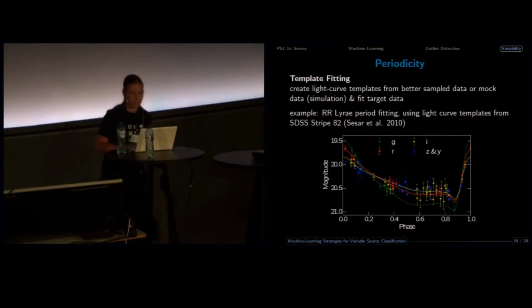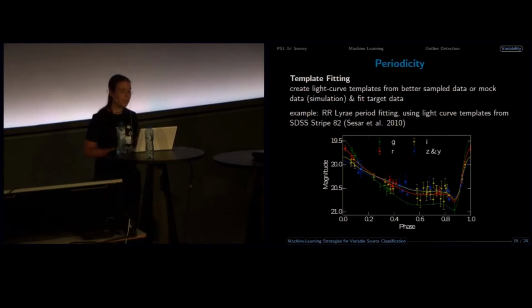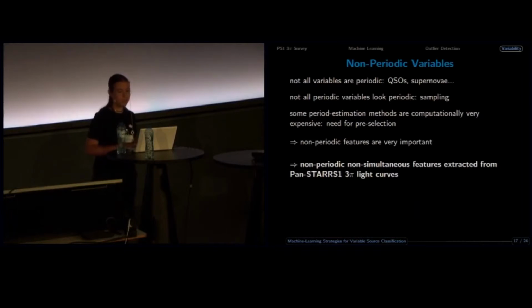For our non-periodic variables, and also to make some kind of baseline for how to classify and describe varying sources, we have to start with something different. We also need this for pre-selection, because period finding is computationally very expensive. So we should only apply it to sources that look like they may have a period. So we started with non-periodic feature extraction, which is also done with methods we developed especially for this case, because everything that was available just didn't fit our situation.